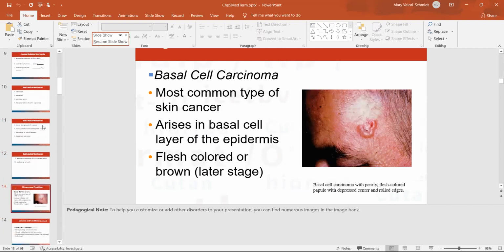Okay. So now we're looking at things that can go wrong with the skin. Skin cancer. There are actually 3 kinds of skin cancer. So here we start off with basal cell carcinoma. That's actually the most common type. It starts in the basal cell layer of the epidermis. This is actually, not that any cancer is good, but if you're going to get one, this is a very slow growing cancer and easily treatable.